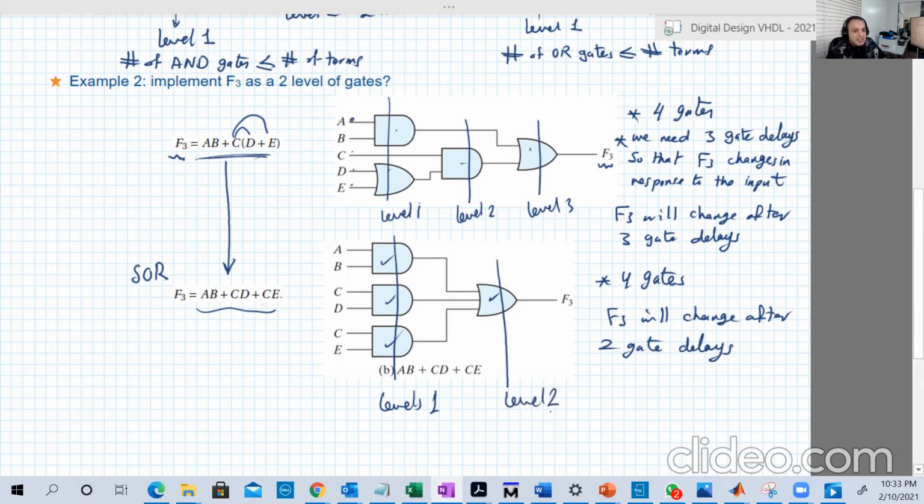Okay. So that's basically the story of the standard form, min terms, max terms: how to express functions as sum of products or product of sums, min terms, max terms, how to turn a function from a sum of product into a product of sum form, or vice versa, and why we need it. Basically to get less delay or faster circuits, we can say.